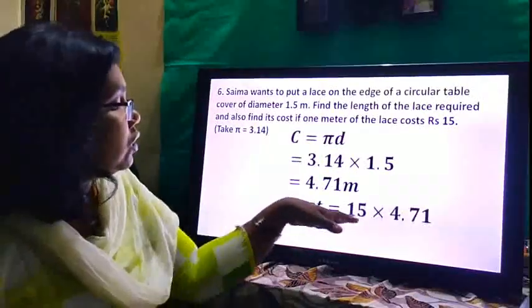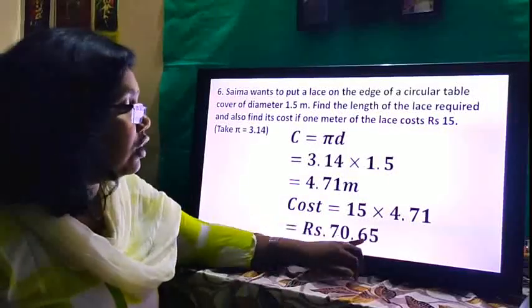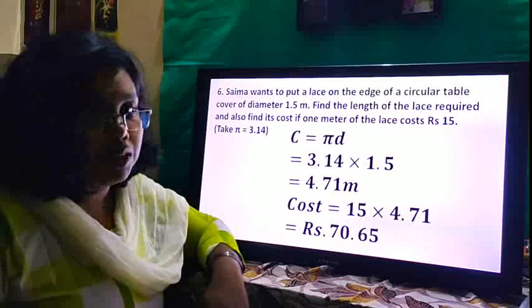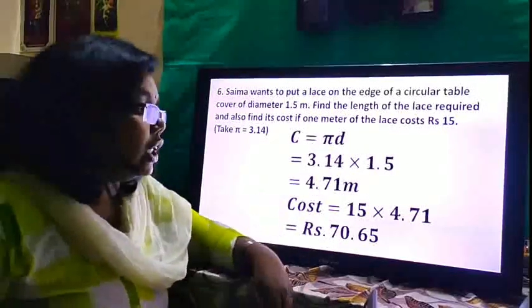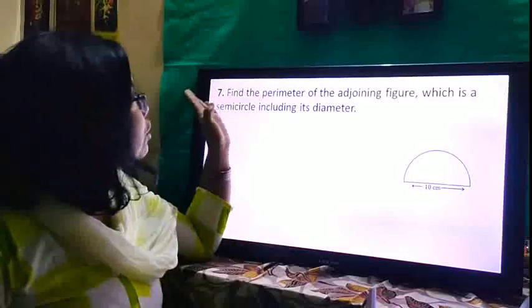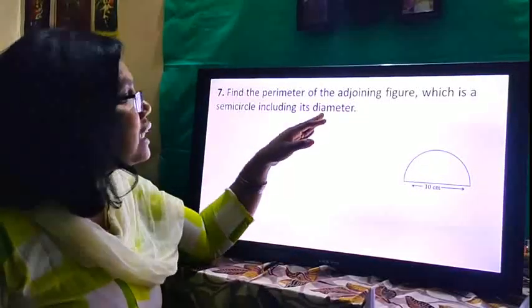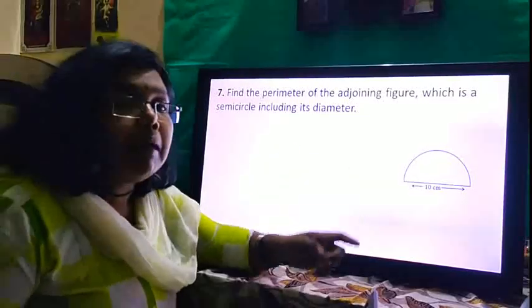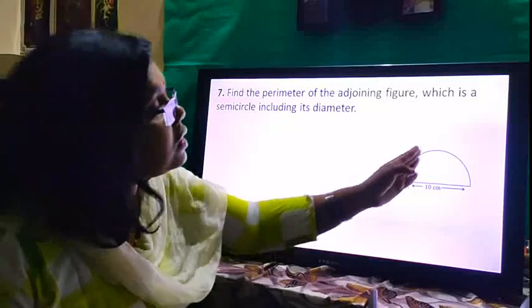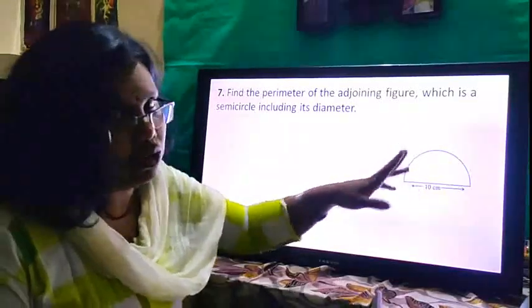So here cost equals 15 into 4.71, you get 670.65 rupees. That has to be spent if she wants to put the lace edging. Now the next question: find the perimeter of the adjoining figure, which is a semicircle including its diameter. We have to find the perimeter, because we have to find half the circumference and add the diameter also.